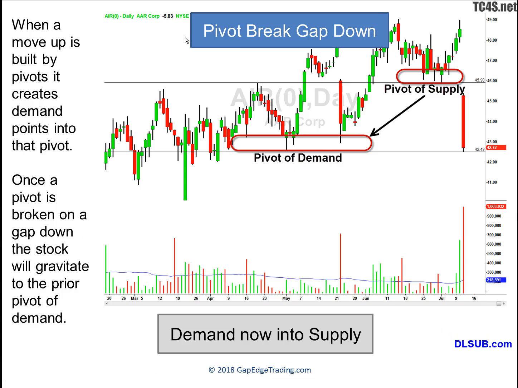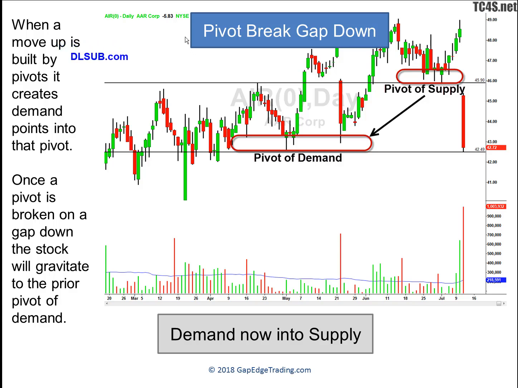Alright, here's another pivot break gap down. We can see that the stock broke the 45.90 area, and the next area of support to the left that we talked about in the supply and demand chapter shows us that this would be our target if we got short. Now we're going to go over these setups in more detail on the 15, 30 minute charts, but I'm laying a foundation on the bigger time frame of what's occurring.